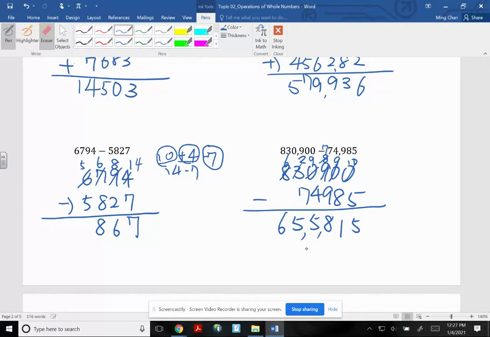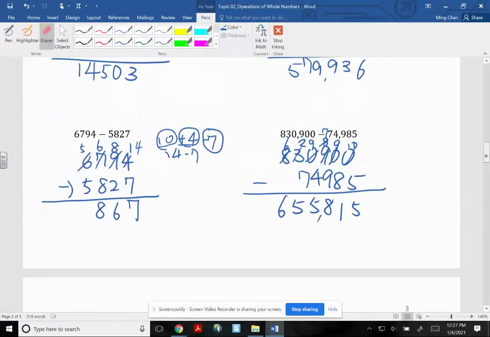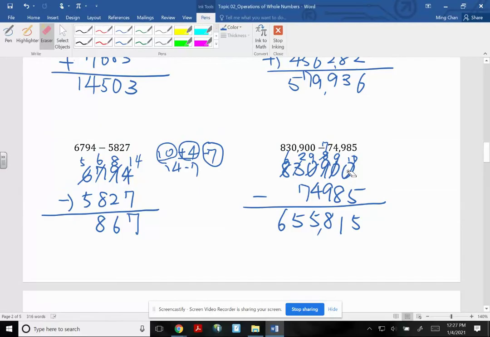So my answer is 655,815. So just kind of real quick refresh your memory on how to borrow. Don't borrow all the way to the beginning. I think students started with the 0 cannot subtract 5, it borrows all the way back to the 8. No, not quite like that. You need to borrow from the person that has it. Then you need to go back and start subtracting before I start worrying about, okay, 8 cannot subtract the 9, so I gotta borrow.